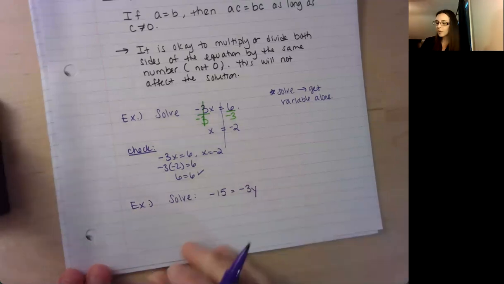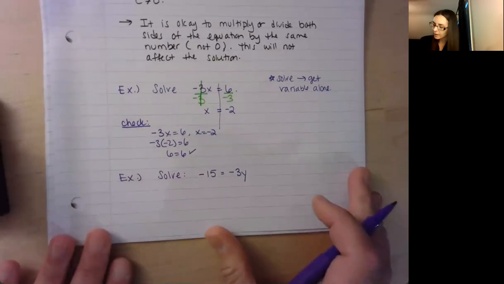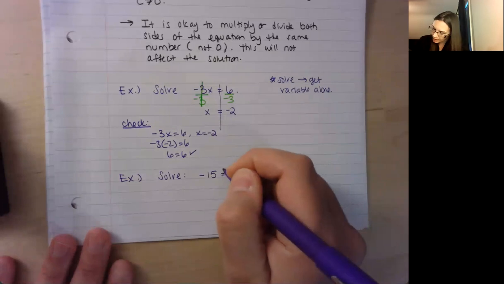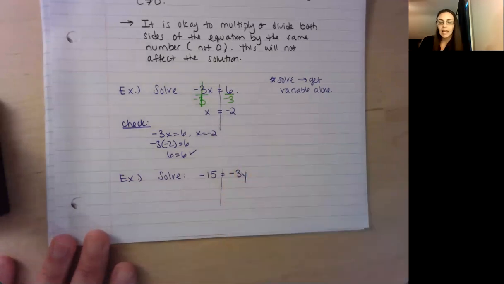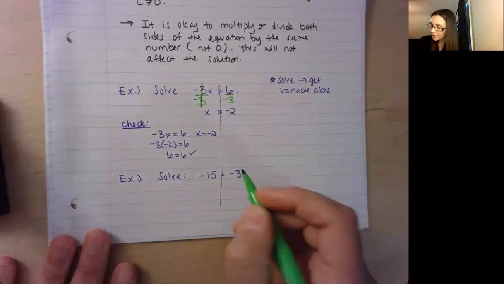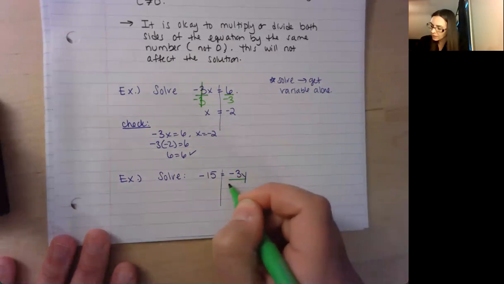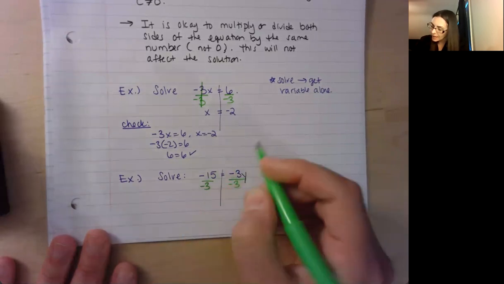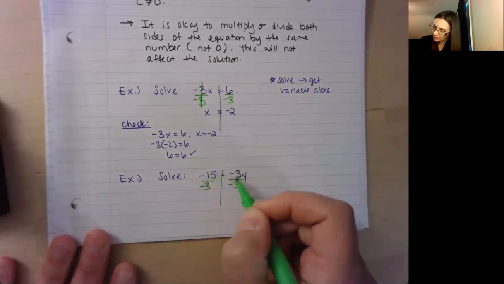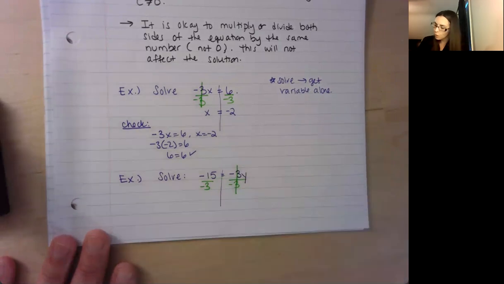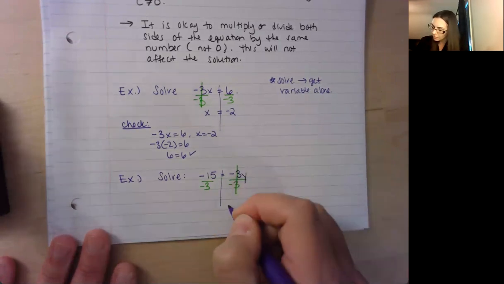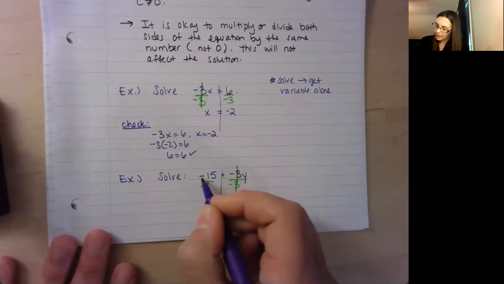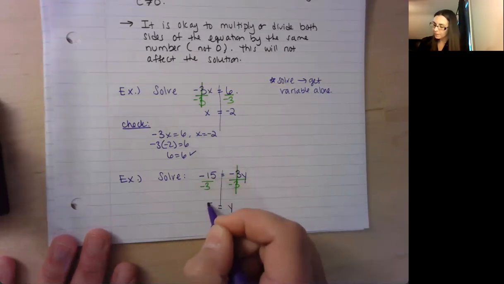So let's do another example. Negative 15 equals negative 3y. Again, I like to just put that line lightly on my equal sign, and I want the y by itself. So I have a negative 3 being multiplied here. The opposite of multiplication is division. I didn't mean to use negative 3 twice, but you guys get the idea. Negative 3 divided by negative 3 is positive 1. So 1 times y is just y. And then negative 15 divided by negative 3 is 5.